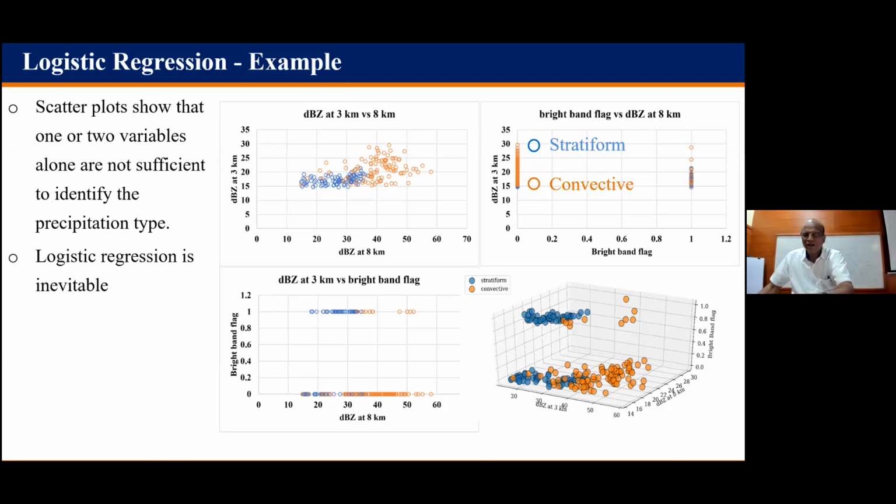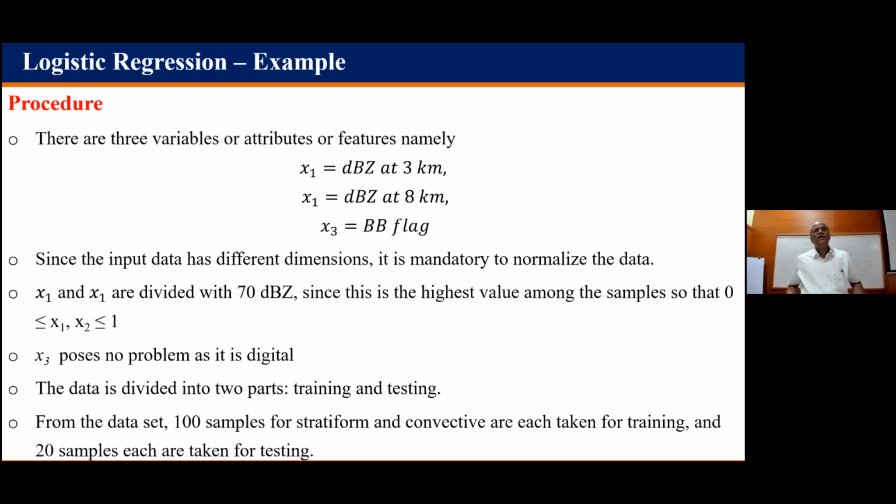But if you go to the extreme right, the southeast corner, you can see that there are some orange above and also some blue below. So it is not very clear. Therefore, we have to use a combination of all these three variables, with logistic regression riding on a Bernoulli distribution, to try to solve the problem. Logistic regression is inevitable. The three variables in this problem are x1, x2, x3: reflectivity at 3 km, reflectivity at 8 km, and the bright band existence is x3.